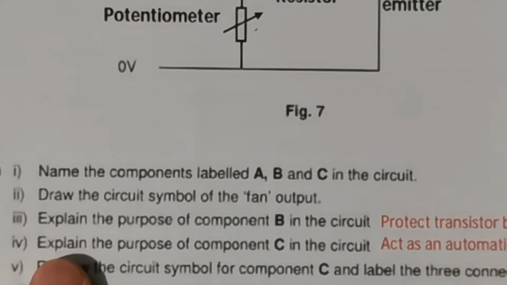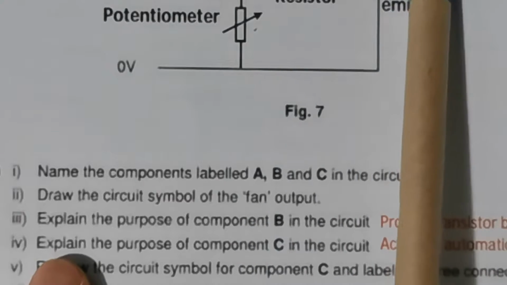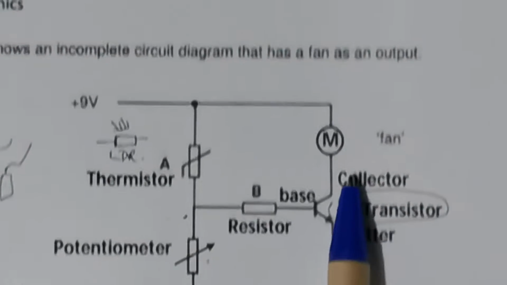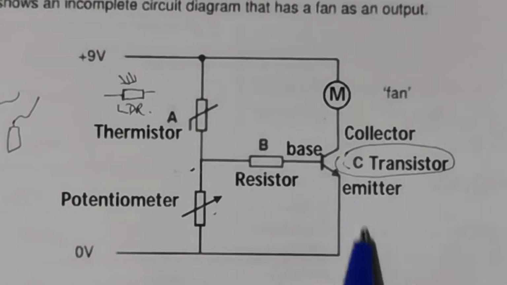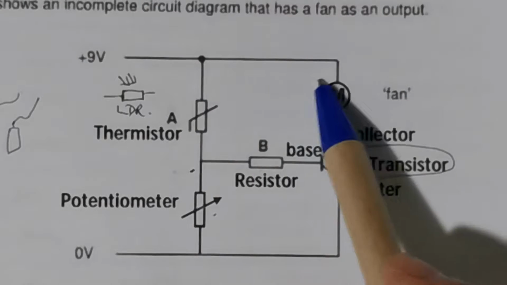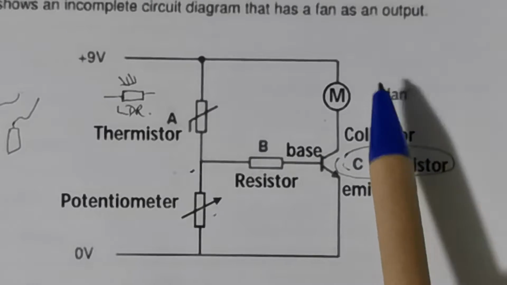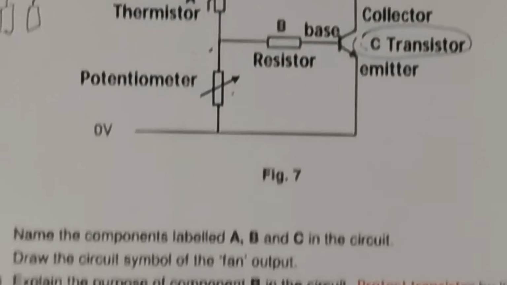Let's move on. Draw the circuit symbol of the fan output. Now they say this is a fan. They want you to draw the symbol. Is there an electronic symbol for a fan? There is no electronic symbol for the fan. Basically, you can draw a motor. We all know that you use a motor to turn the fan blade.